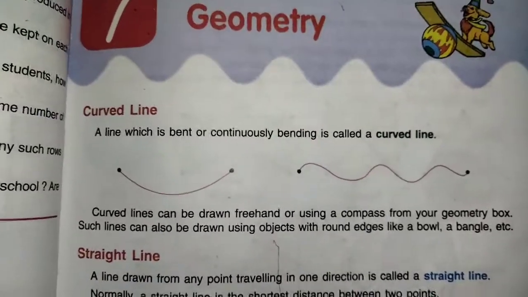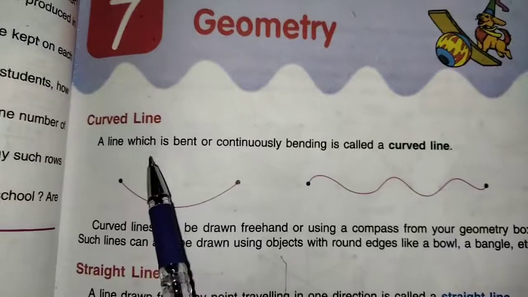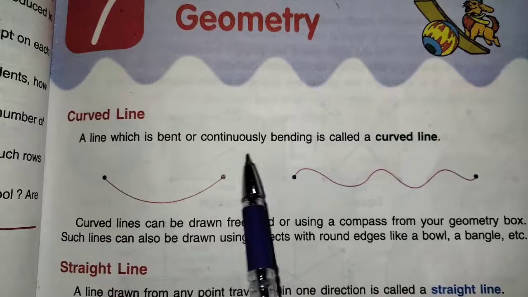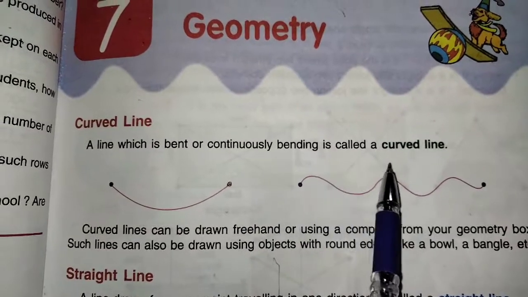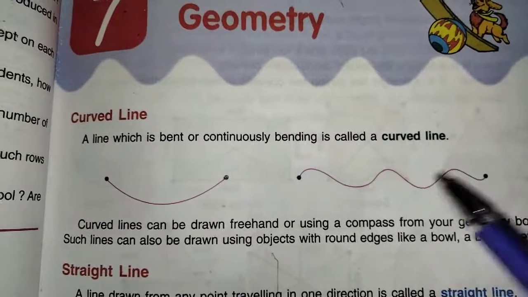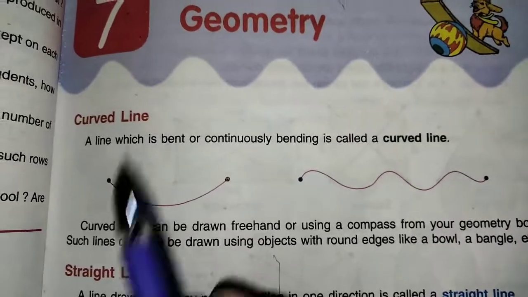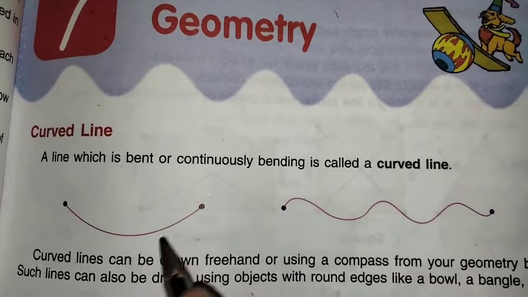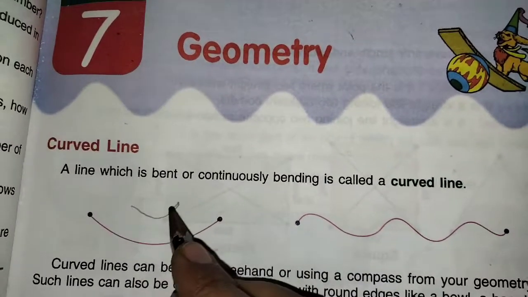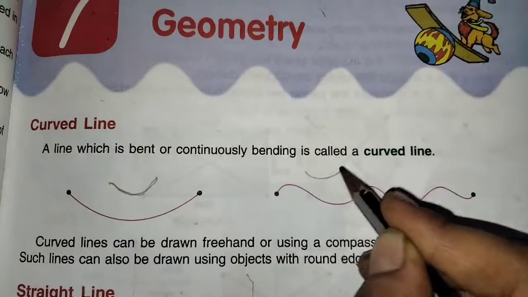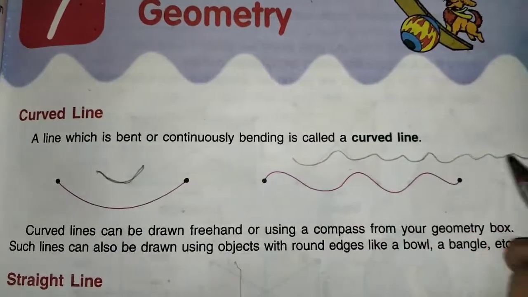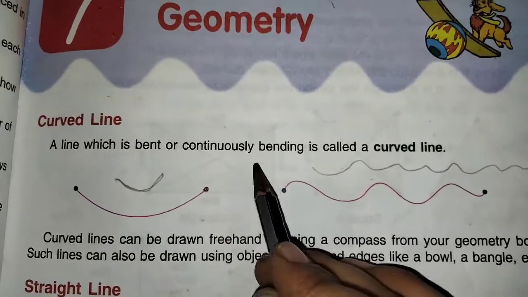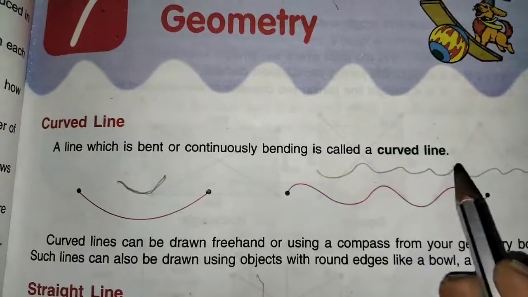Now we are going to see what is meant by lines. Curved line. A line which is bent or continuously bending is called a curved line. The line will be bent. Continuously it will bend, otherwise a little it will bend. Now you can see here the line is bent a little, like this way. And this is continuously bent. It is known as a curved line. Got it? A line which is bent or continuously bending is called a curved line.